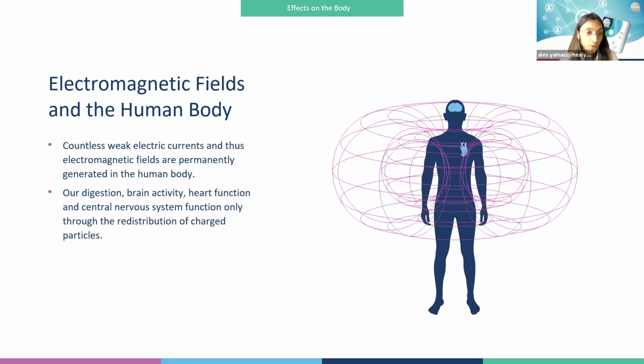And of course, also those currents and electromagnetic fields are very, very important for our digestion, our brain activity, our heart function, and the central nervous system, because only through those redistributed charged particles, our whole body is working in the first place.